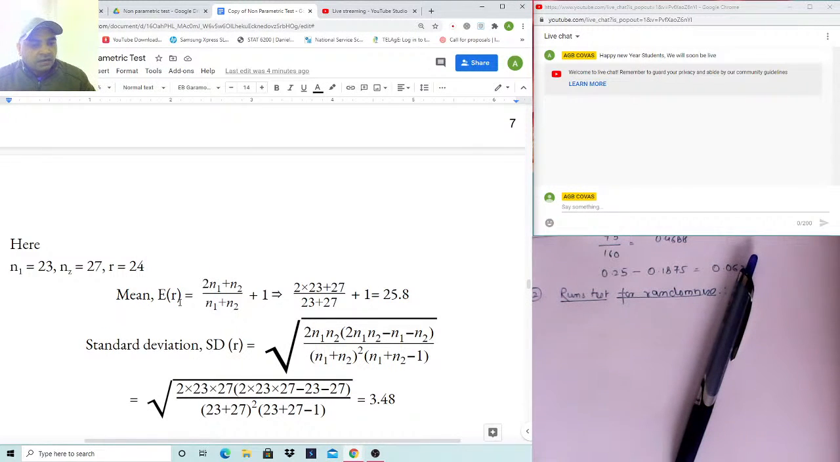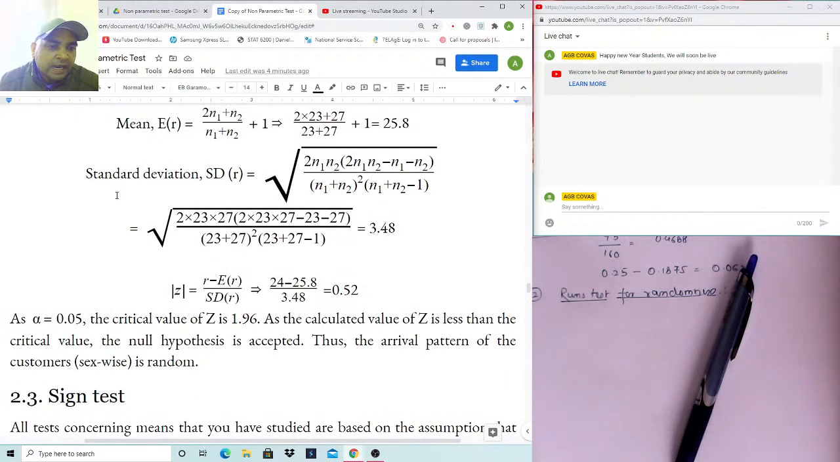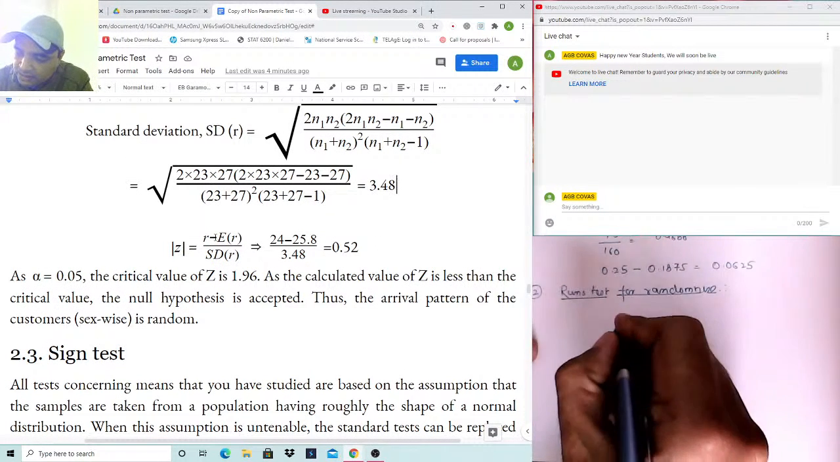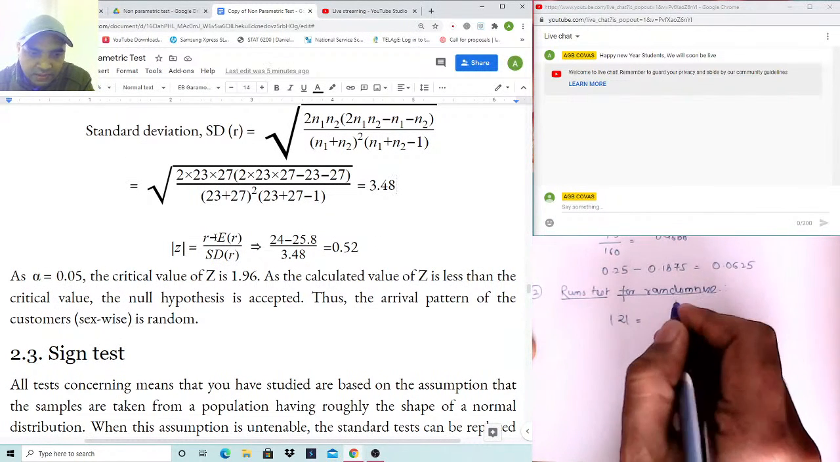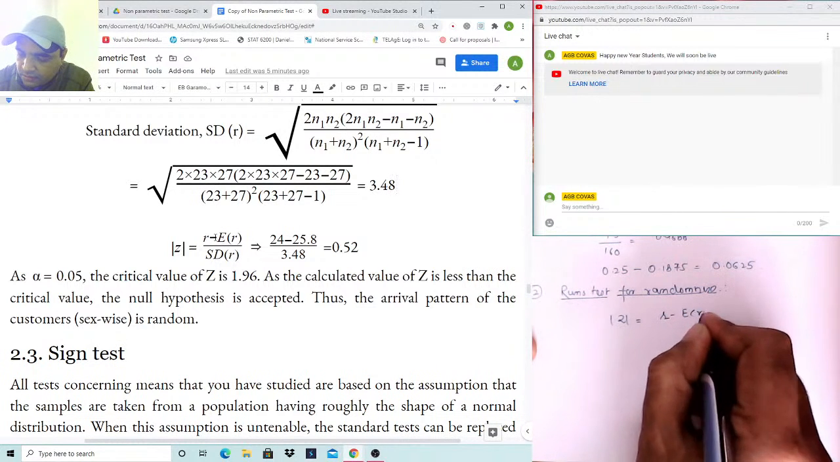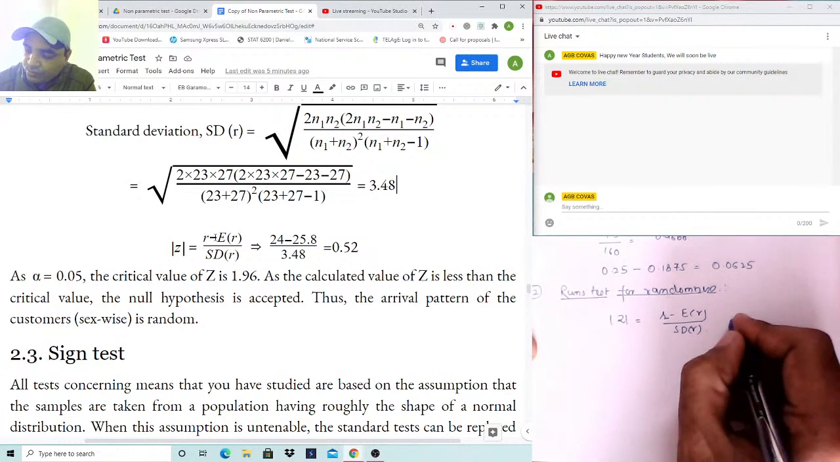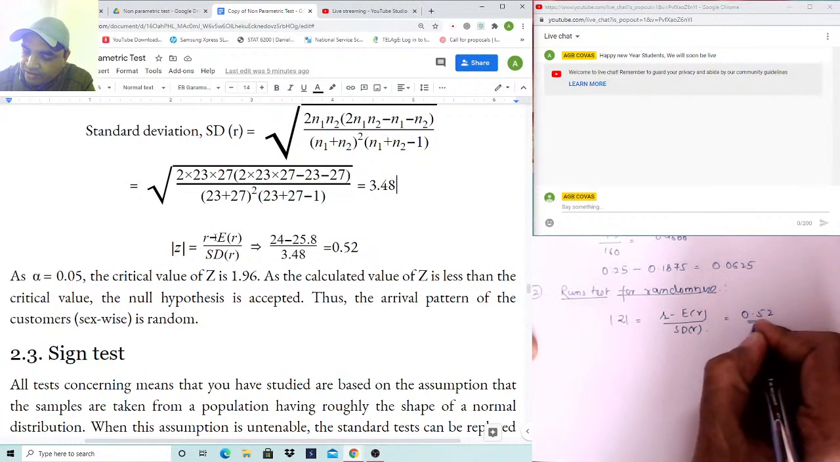Now the mean run, that is the expectation of R, is given by the formula I have already told you. This mean value came out to be 25.8, and the standard deviation is given by this formula. When we put all the values into it, the standard deviation came out to be 3.48. So the absolute z will be equal to R minus E(R) upon the standard deviation of R. When we put all these values in, it came out to be 0.52.